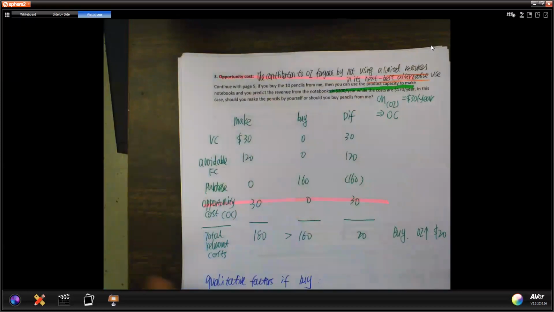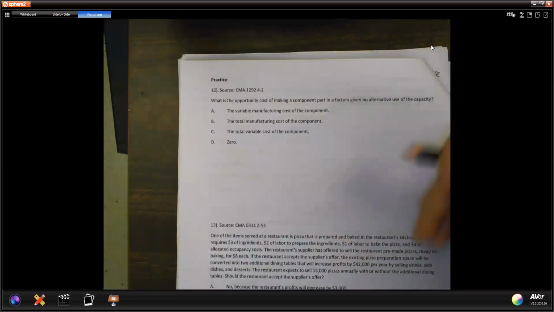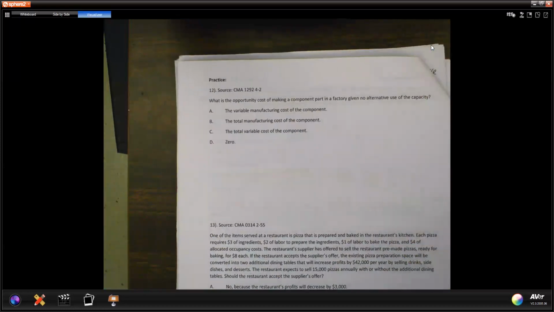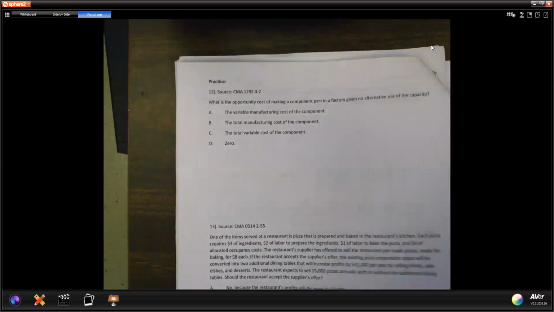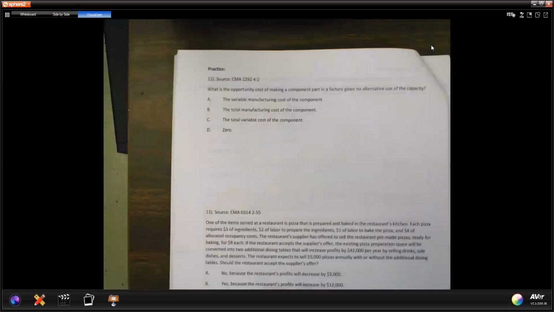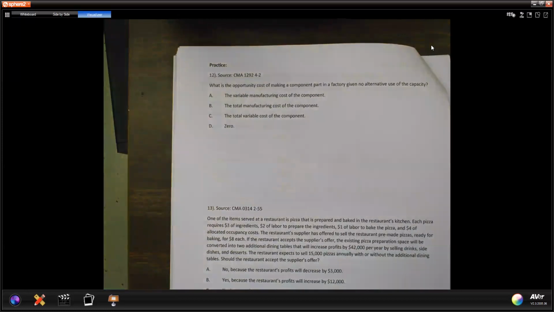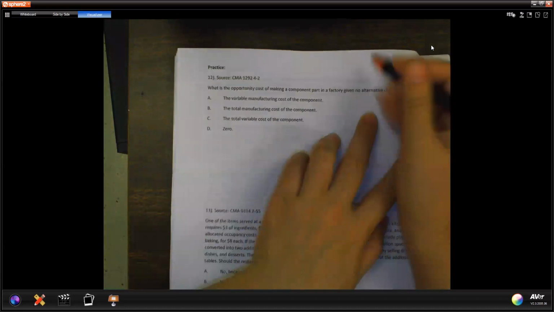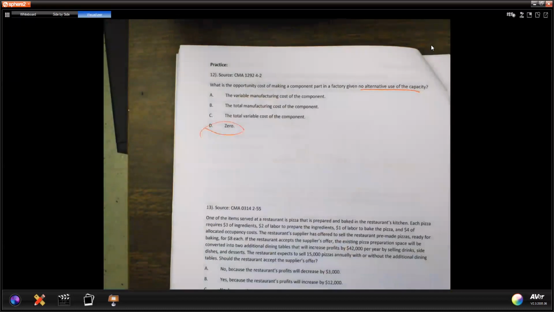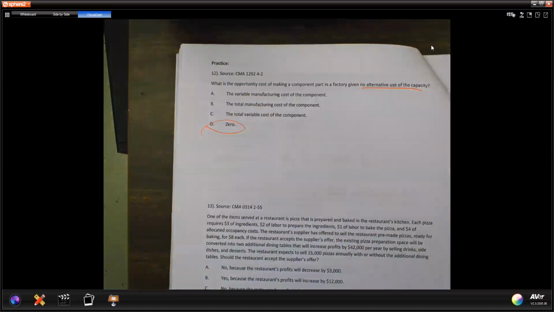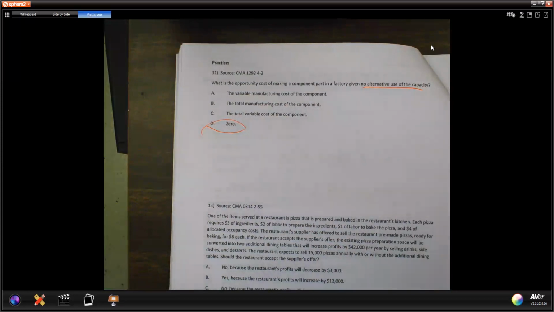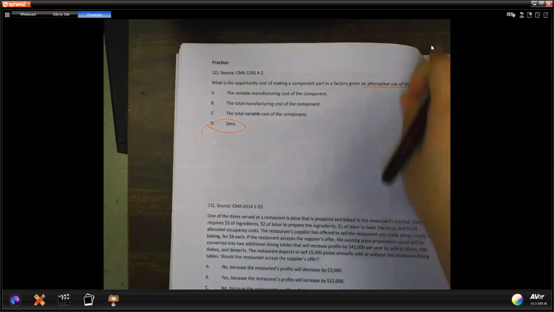And then let's practice the multiple choice together. Next one: what is the opportunity cost of making a component that has no alternative use? We said if there is no alternative use, then there is no opportunity cost. Opportunity cost needs two things: a limited resource, and giving up the income from the second best alternative use.